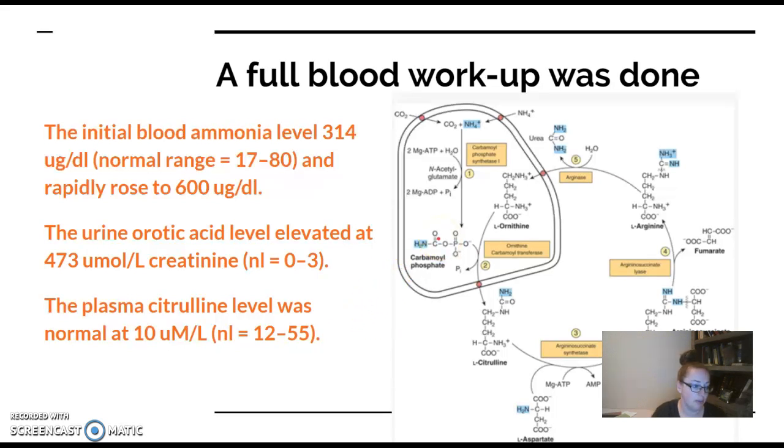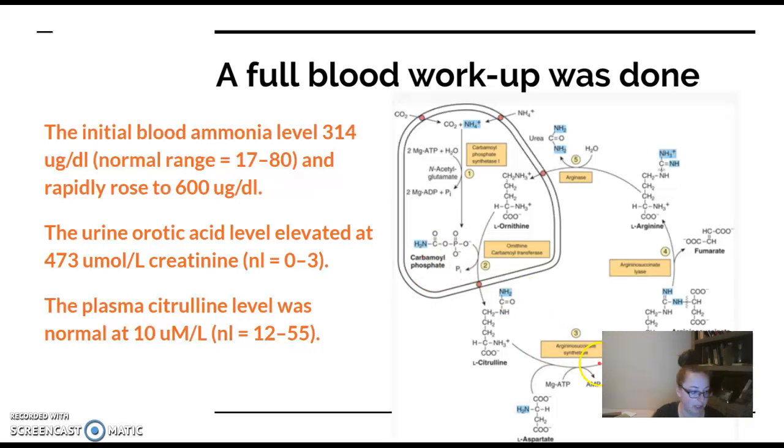A deficiency in carbamoyl phosphate synthetase right here appears to me to be the least likely enzyme to have a deficiency or a disorder. This excess product of carbamoyl phosphate and the downstream orotate indicate that the reaction catalyzed by this enzyme is working well because it is creating this carbamoyl phosphate.